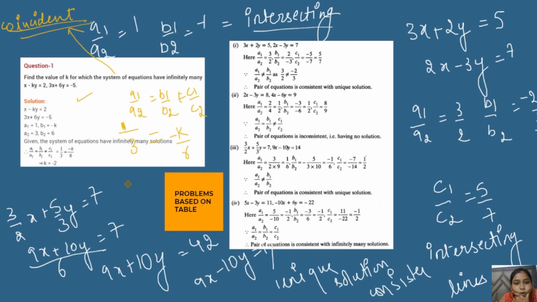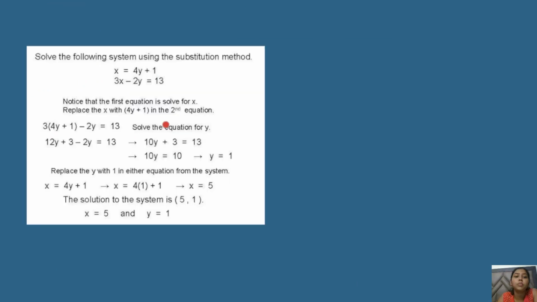This is how you have to find out the value of k. You just have to pay attention here. What is written here? This is infinitely many solutions. It means they must be coincident lines, what are their terms and what are their solutions. So this is what we are going to study in this chapter. I hope you understand this, right? So this is infinitely many solutions. Let's move forward towards the substitution method problems.